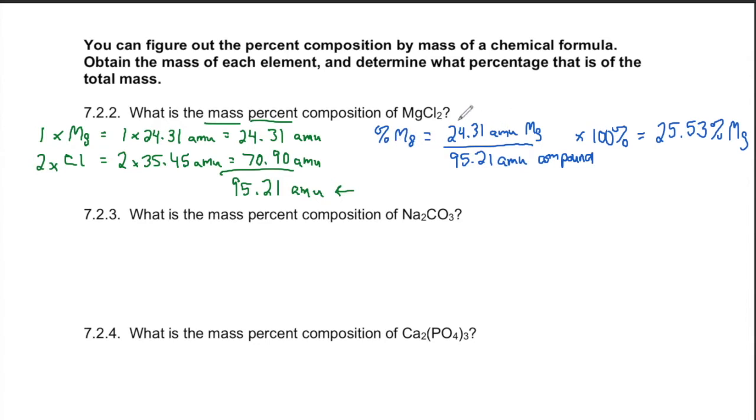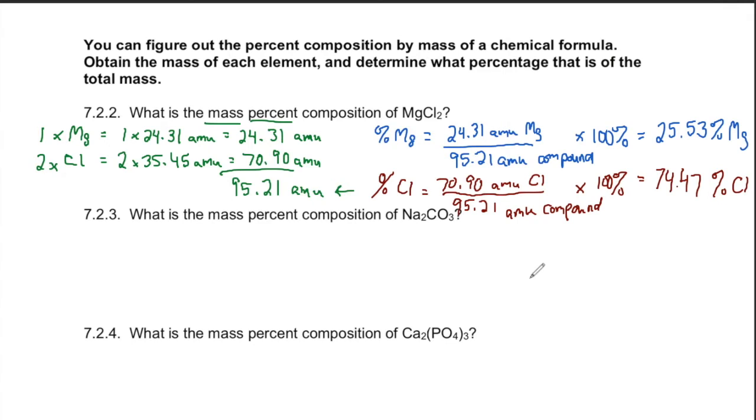So for magnesium, taking the mass that's due to magnesium over the total mass, and then expressing that fraction as a percent, we get 25.53% of the mass coming from magnesium. And then doing a similar calculation for chlorine, we come up with 74.47% chlorine. So it looks like this is the same sample that we had in the previous problem because these are the same percents.